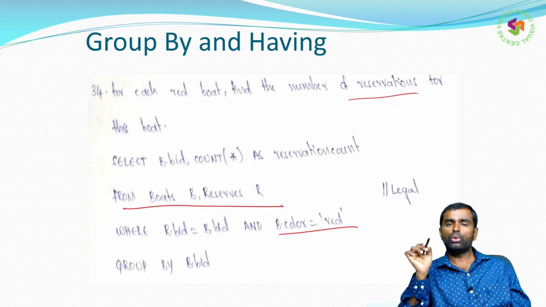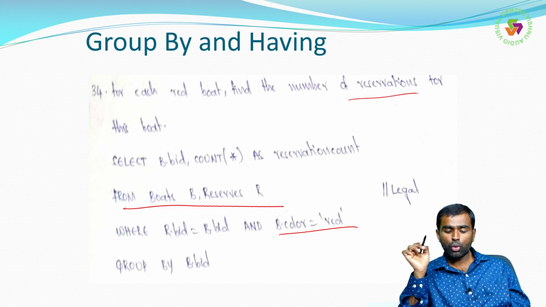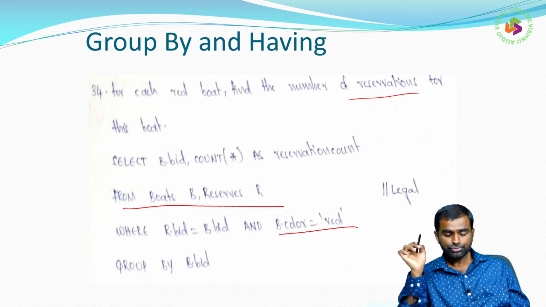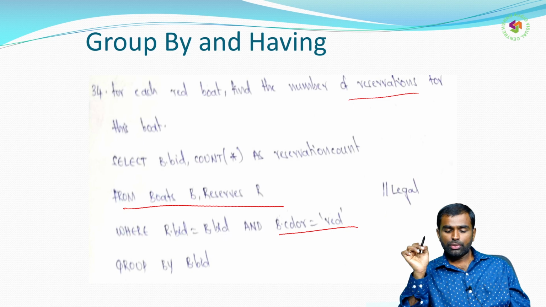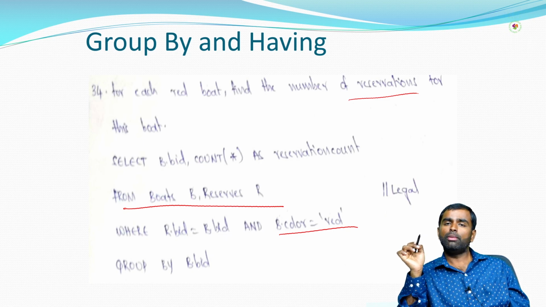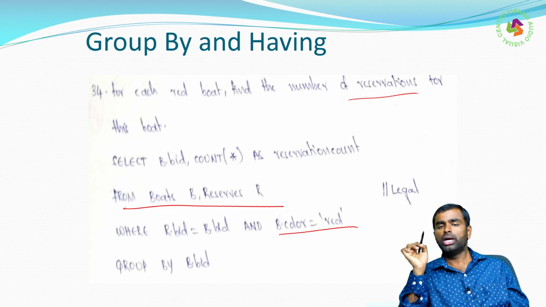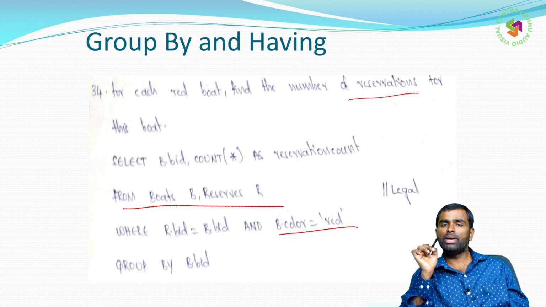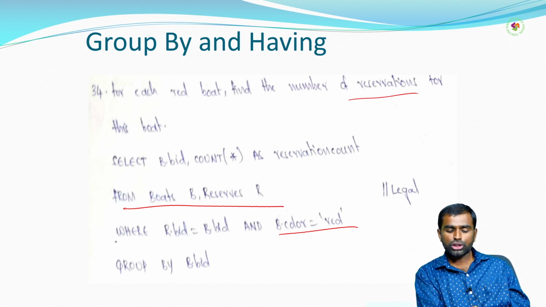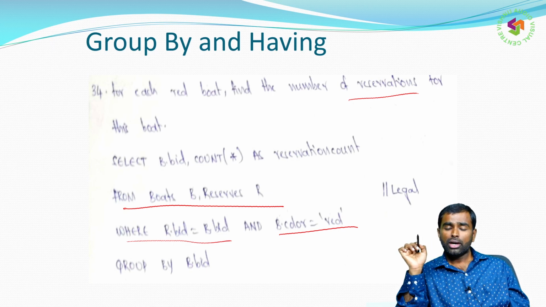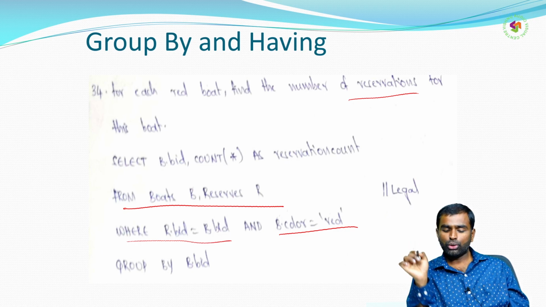In the FROM portion, you have to give the tables boats B and reserves R. When you need to combine two tables, you have to combine them using a common column. In the boats table and the reserves table, the common column is BID. So in the WHERE portion, you equalize the two tables using this common column, that is, R.BID equal to B.BID and B.color equal to red.